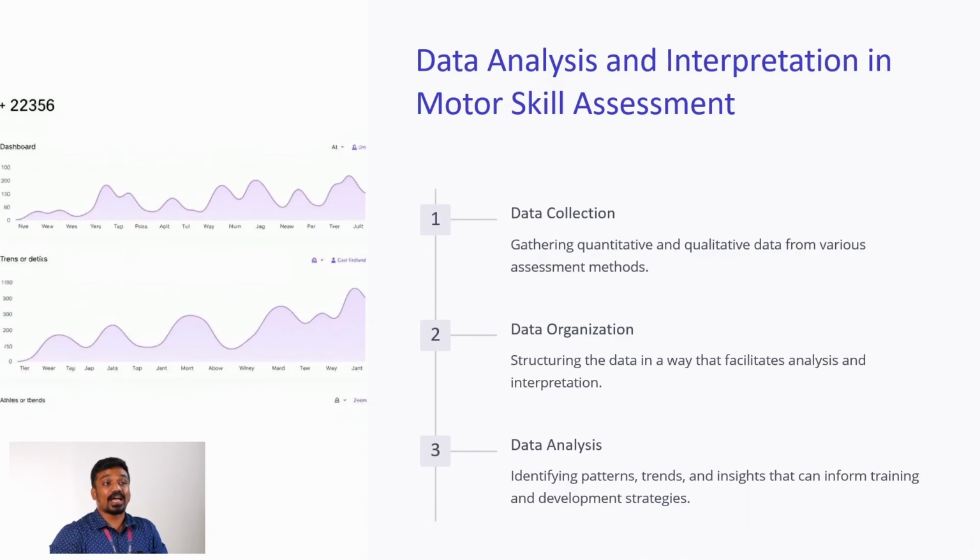And the last is your data analysis. After organizing the data, the next step is to analyze it, identifying trends and patterns. This could include spotting areas where an athlete consistently performs well or where they struggle. This analysis is essential for tailoring training programs and making informed decisions about future assessments as well. By using data analysis, we can move from subjective observations to objective, evidence-based conclusions about an athlete's performance.